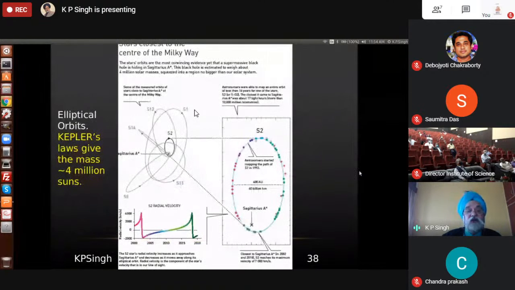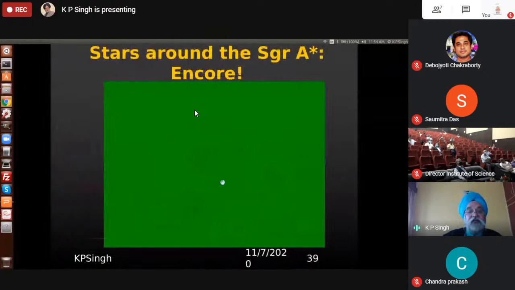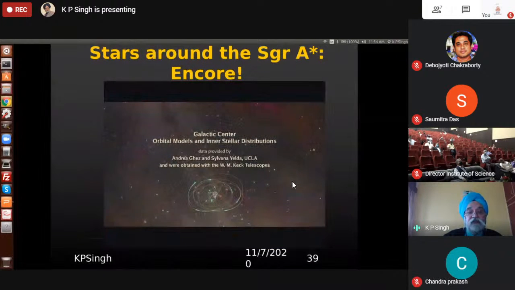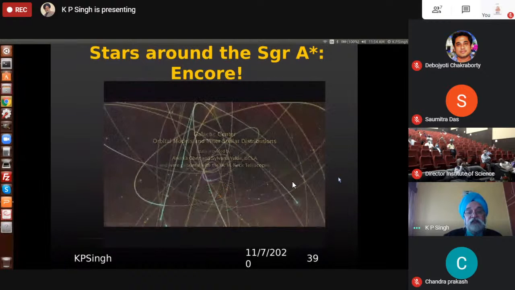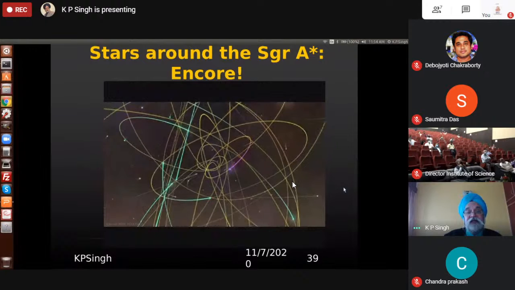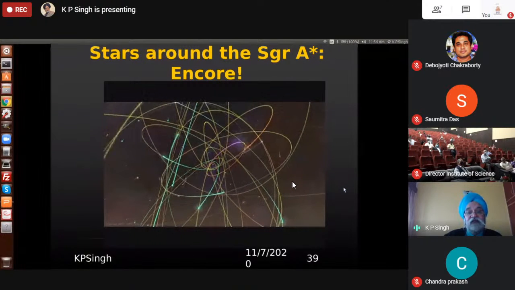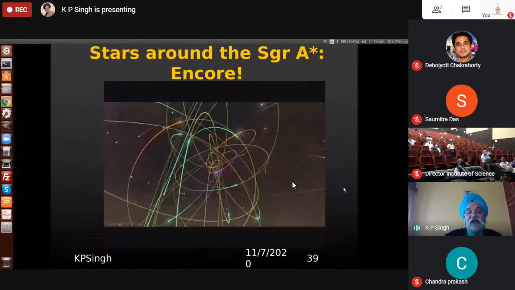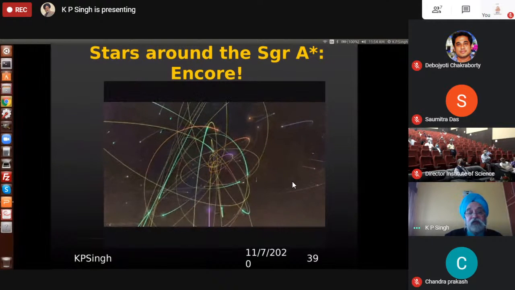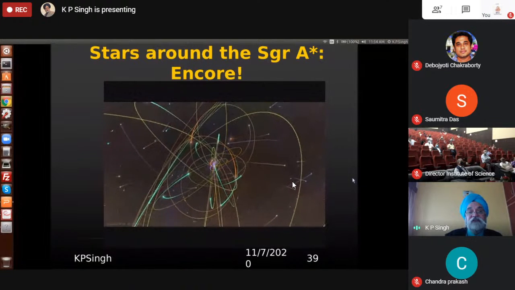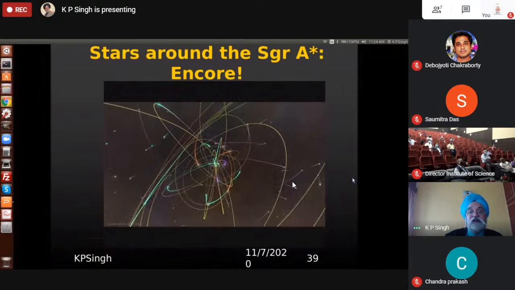And this is again the same thing, S2. And this was actually released by one of these Nobel laureates, Andrea Ghez. Here they actually show you how you can rotate the plane. They added more stars on this one. And now you are going from in to out, so you can see even the outer stars, and they're all going around the same object in the center. Okay. And that is our Sagittarius A star black hole.